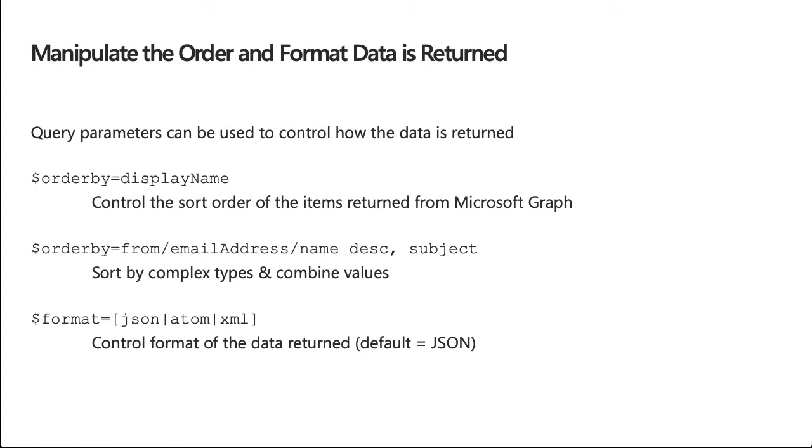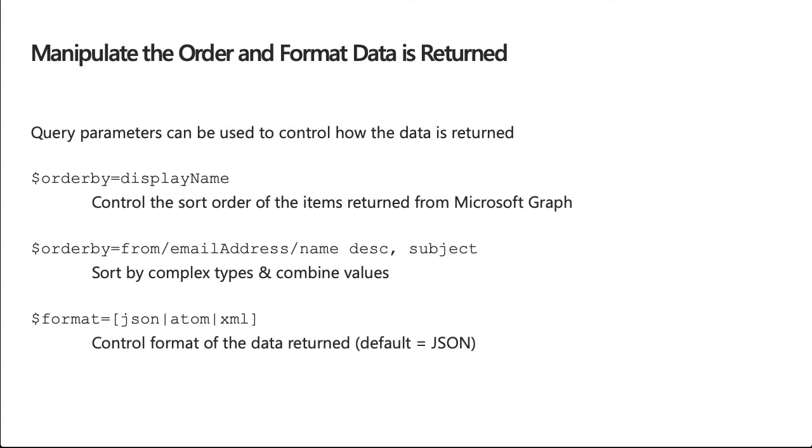Complex fields can also be sorted. Complex types, such as the from field in an email message, is a complex type of emailAddress that contains both a name and an address property. To sort by name, just use the from/emailAddress/name property.